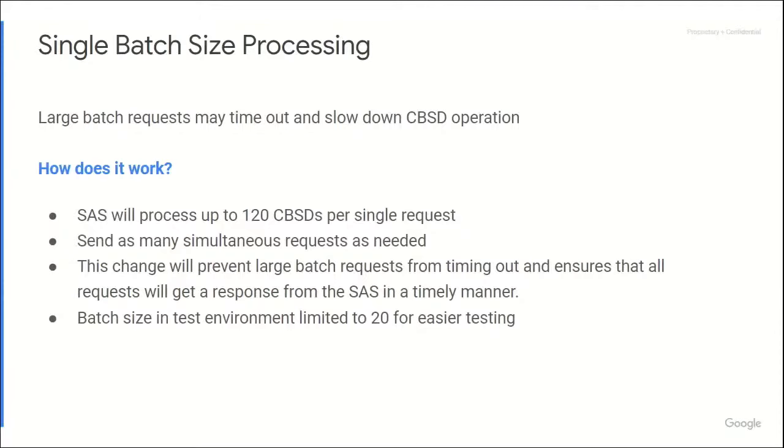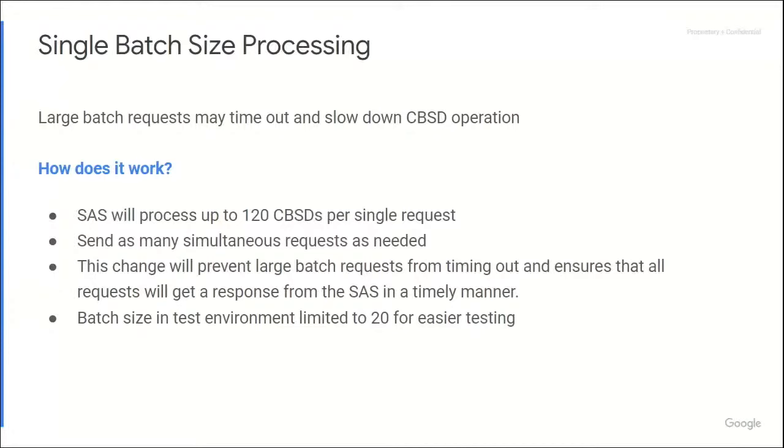What this change does is it prevents large batch requests from timing out. It ensures that every request will get a response from the SAS in a timely manner. So again, this is for domain proxies mostly. If you're running your entire network off of a single controller, that controller is probably sending batch requests to our SAS, and those requests now need to be 120 CBSDs per request.